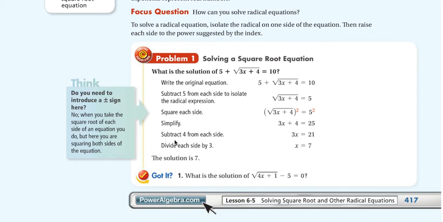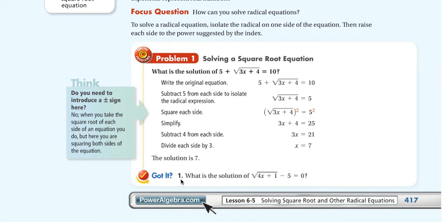Then, subtract 4 from each side, and that will leave 3x equals 21, and divide each side by 3, which leaves x equals 7. So, the solution is 7. Now remember how every time we use the square root sign, we usually have a plus or minus. But in this case, you do not have a plus or minus because you are squaring both sides of the equation, not taking the square root.